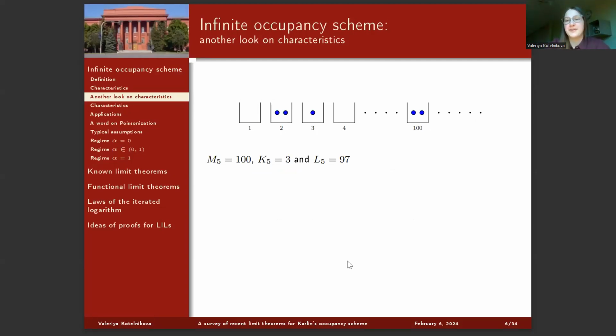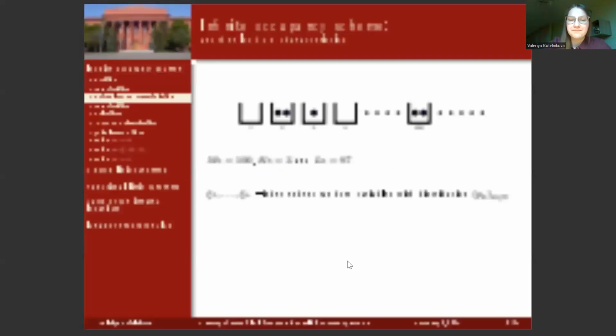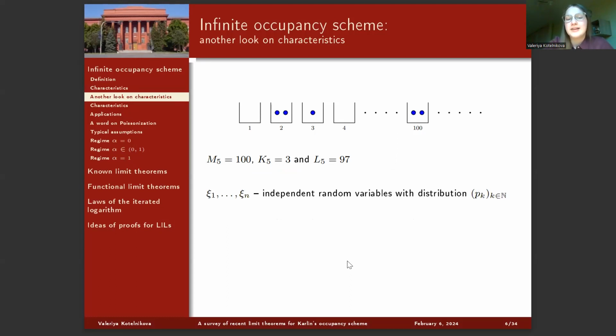However, you can approach those characteristics from a completely different direction. We denote by xi_1, xi_2, and so on, independent random variables which are identically distributed and have distribution p_k. And I remind you that p_k was the probability that the ball hits box k. So to connect these variables with the balls in boxes scheme, you can imagine them as the number of the box in which the k-th ball has fallen. So xi_1 is the number of the box where the first ball has fallen. It has number 100. xi_2 is the number of the box where the second ball has fallen. It is 2, and so on.